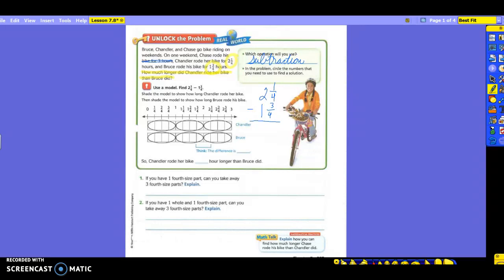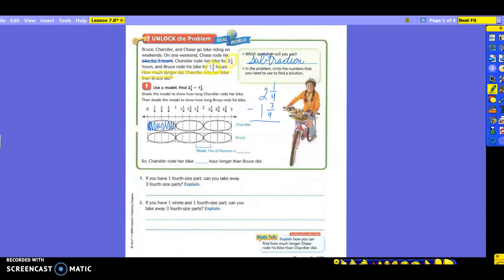So for right now, we're going to use a model. So we don't have to do this portion, but we are going to learn how to do this in a second. We're going to shade the model to show how long Chandler rode her bike, and then we're going to shade it to show how long Bruce rode his. Okay, so what did Chandler ride her bike for? What was the number we used for her? 2 1/4. So that means we're going to do 2 wholes.